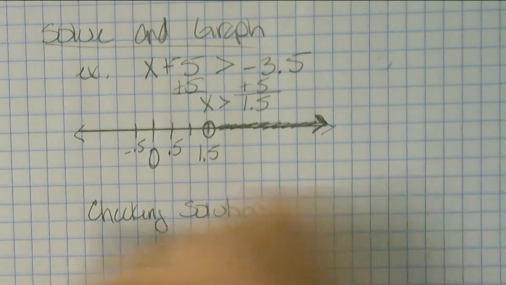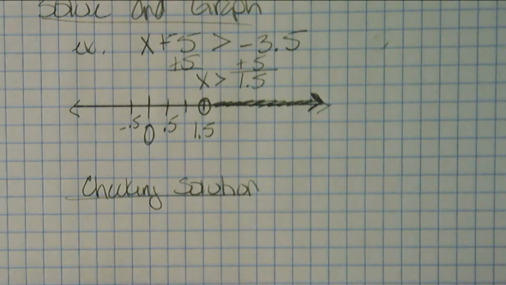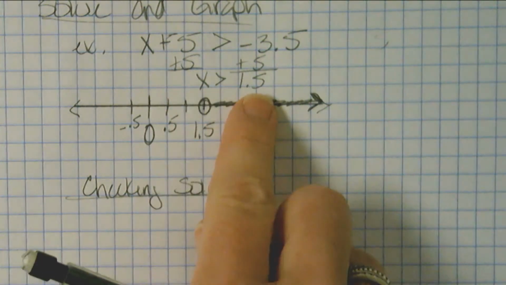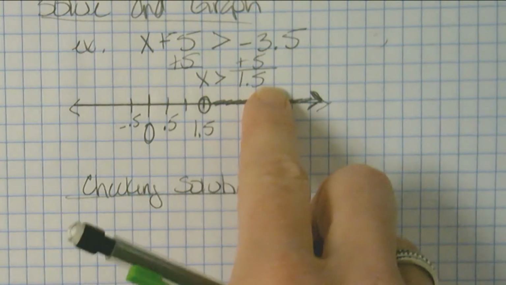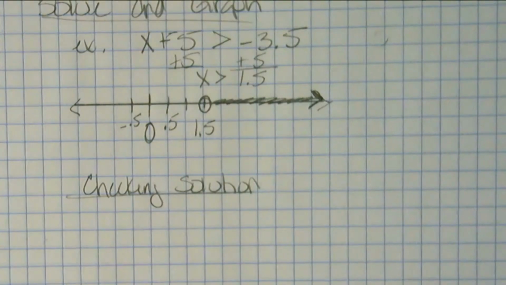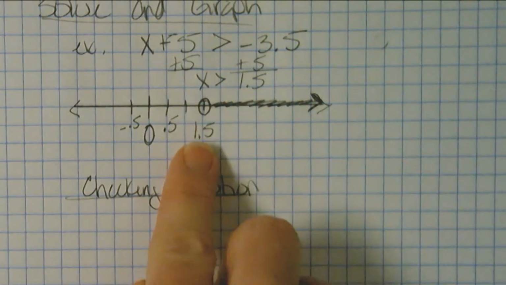You don't have to unless they ask you to in your homework. All right, this checking your solution is different for equations than for inequalities. For an equation, you're actually checking. If this was x equals, then this would be x equals 1.5. We would just substitute that 1.5 in for x and see if it equals the other side. Here, that's not what we're doing, because that 1.5 is our start number.